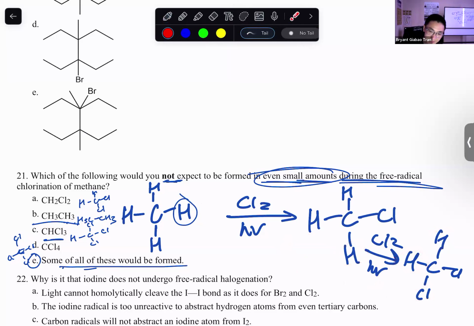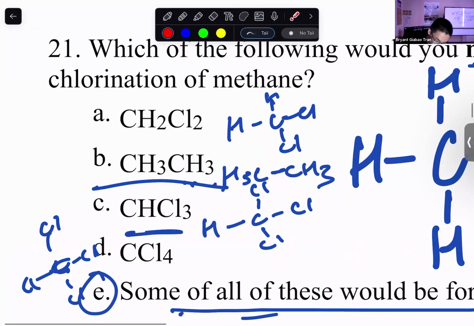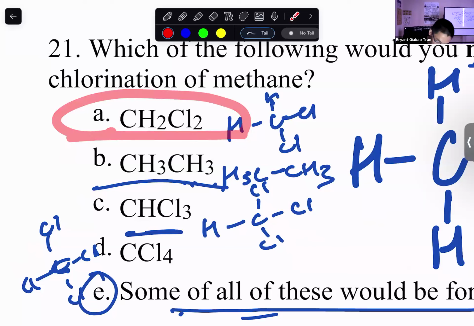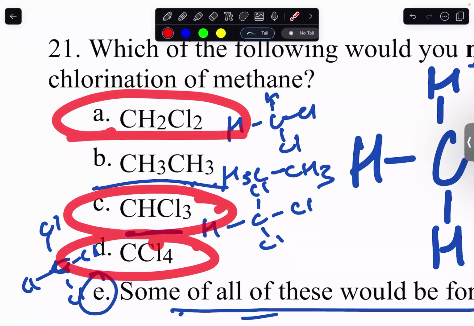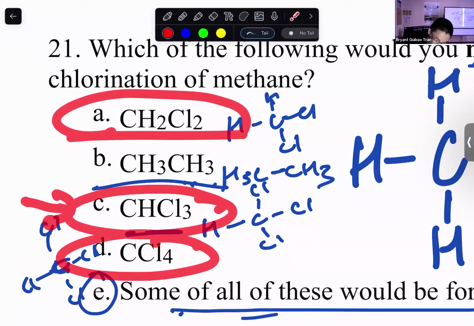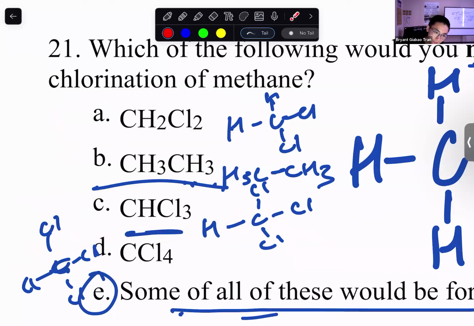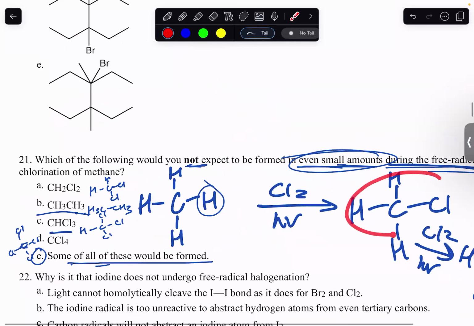Does that make sense? Okay. Right. So that's going to give you A, C, and D, right? Because C is the first product you form when you substitute one hydrogen with a chlorine. Oh wait, no. The answer's not here, right? Like this answer's not here.